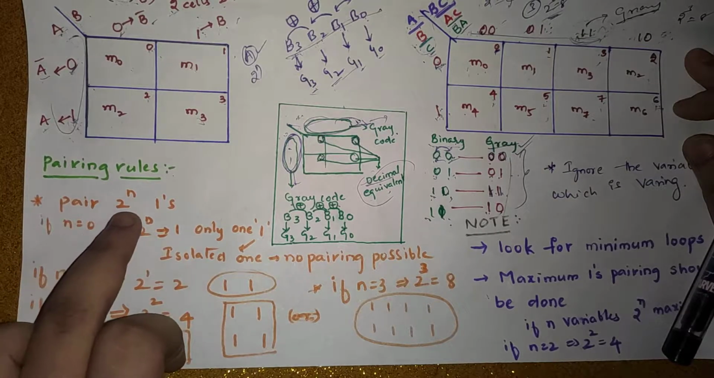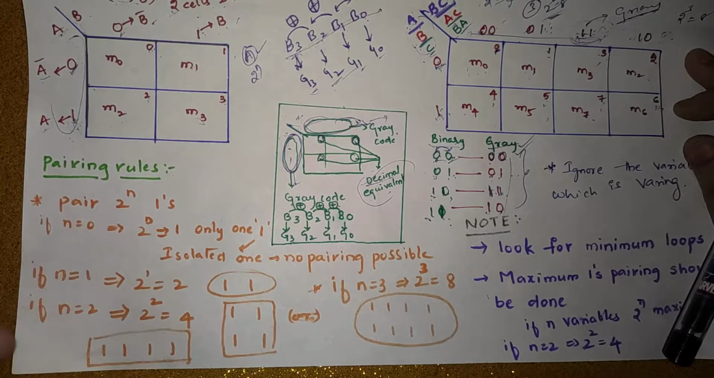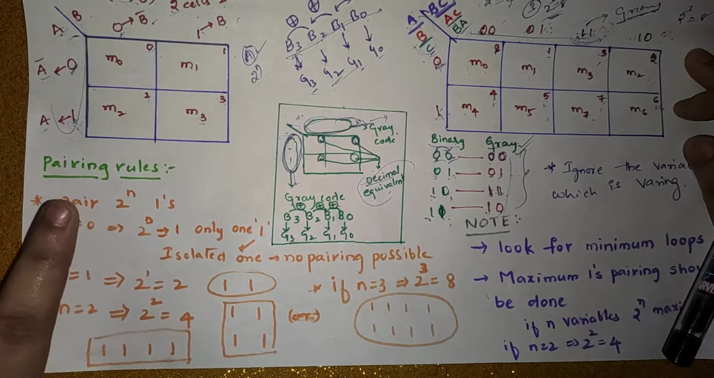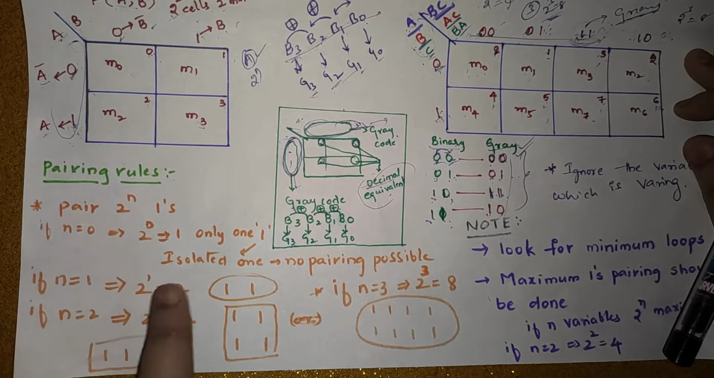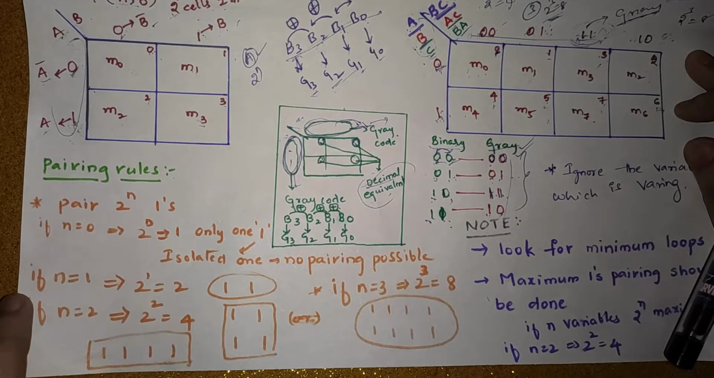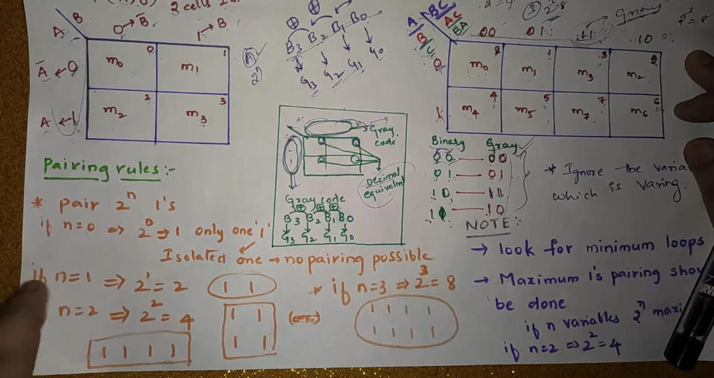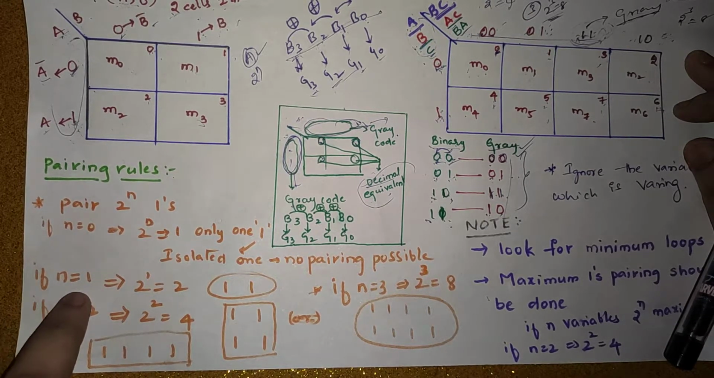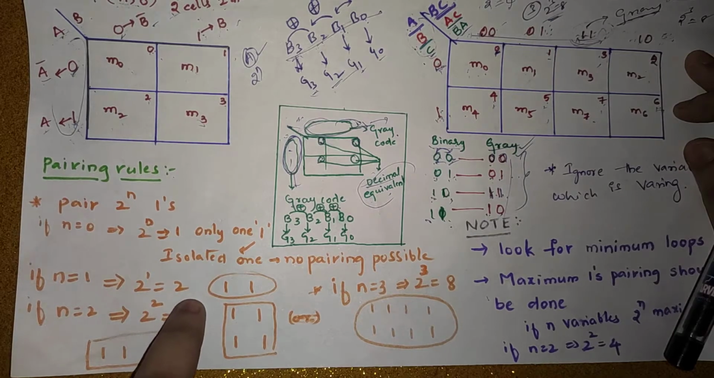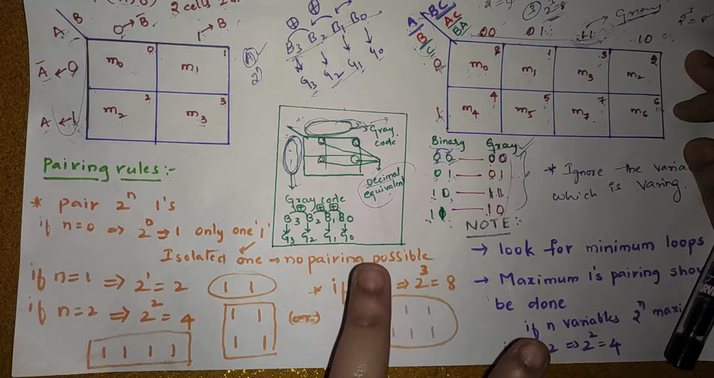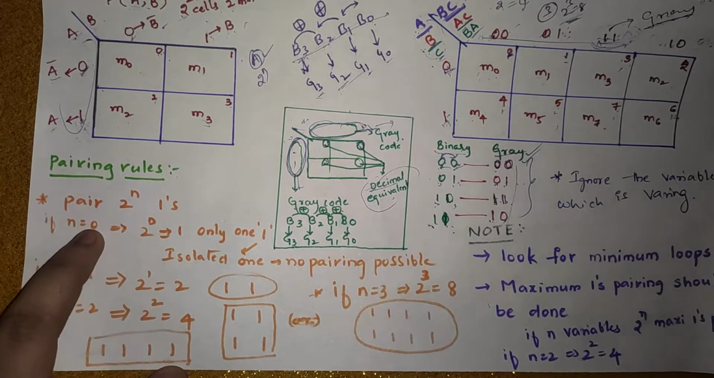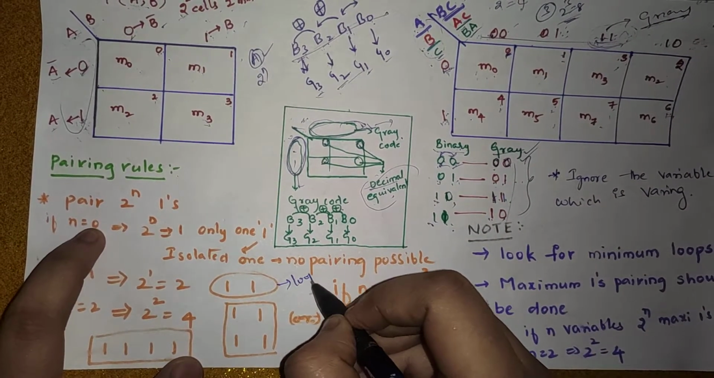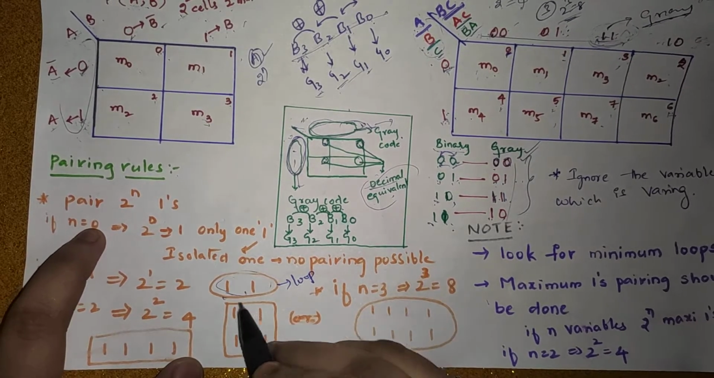Pairing should be maximum, and pairing should be in powers of 2. For a 2 variable K-map, the maximum pairing is 4 ones. If n is equal to 0, there is only 1, that is an isolated one, no pairing is possible. If n is equal to 1, 2 power 1 is 2, it has 2 ones present. One pairing creates one loop. By pairing these adjacent ones, it creates one loop.